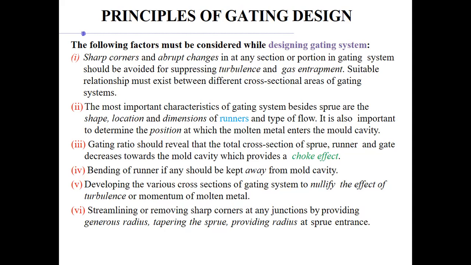Streamlining or removing sharp corners at any junctions by providing generous radius, tapering the sprue, providing radius at sprue entrance, right? Even at the sprue entrance, you provide that kind of fillets instead of having it like this. You're trying to have some filleted portion. So providing radius at the sprue entrance, tapering the sprue, we have discussed this, generous radius, fillets basically, technically we call them. So that is to be ensured.